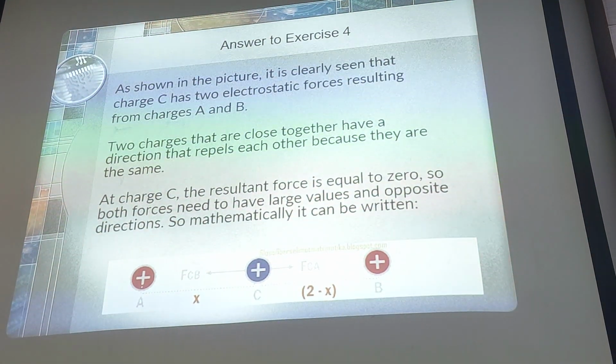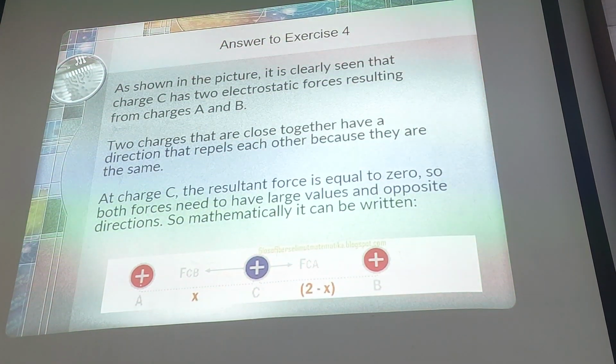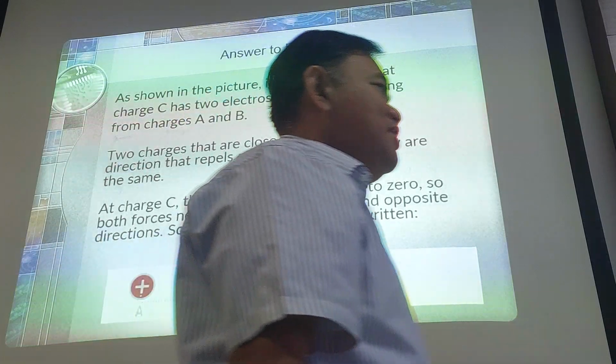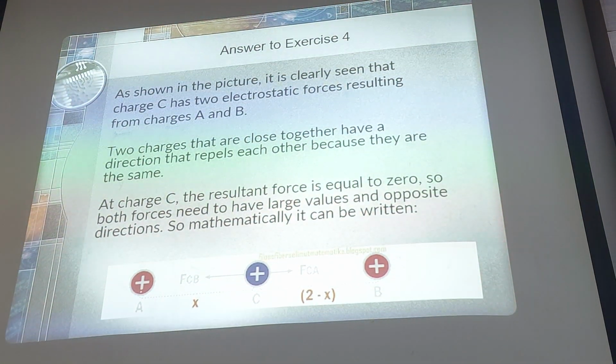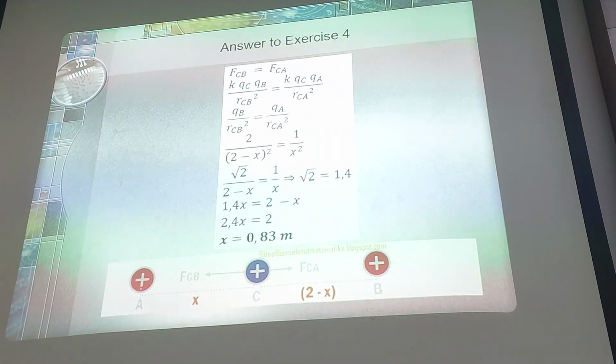Of course, the Q is dependent on the QC, QA, and QC, QB, right? Then the next calculation is correct. Or another type of calculation which has exactly the same result is this.